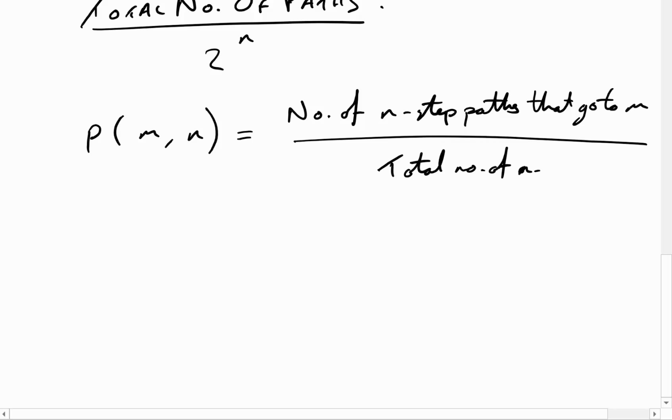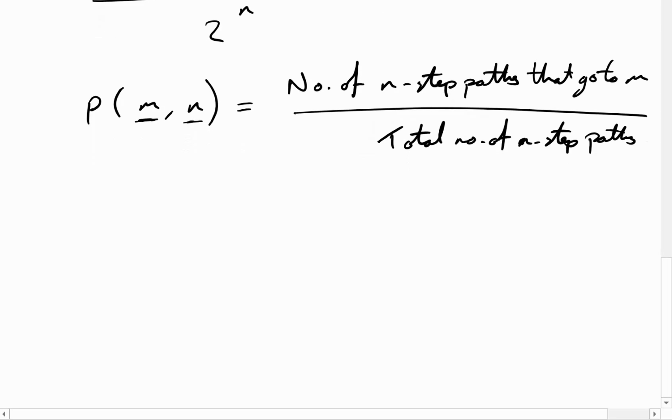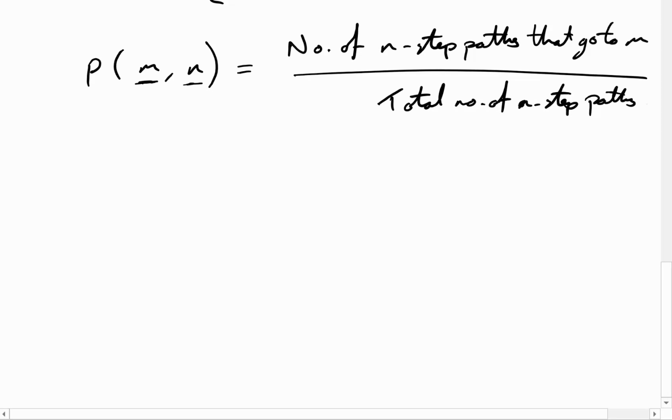Of n-step paths that I can take in total. Okay, and that kind of makes sense. I want to find the probability that I will end up at a particular position after I've taken so many steps. Well, that's just going to be the total number of those 3-step or 5-step or whatever paths that I can take that go to that position, divided by the total number of different paths that I can take.